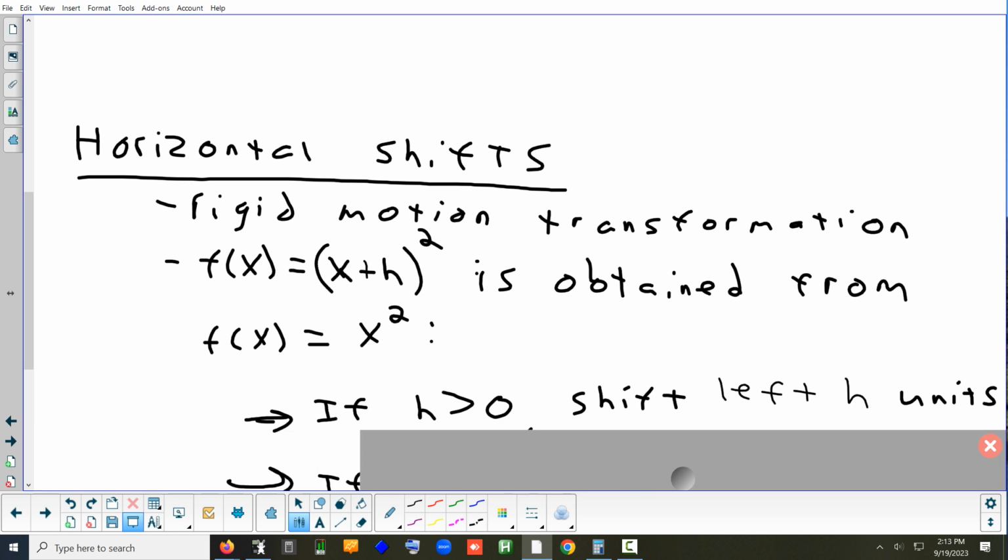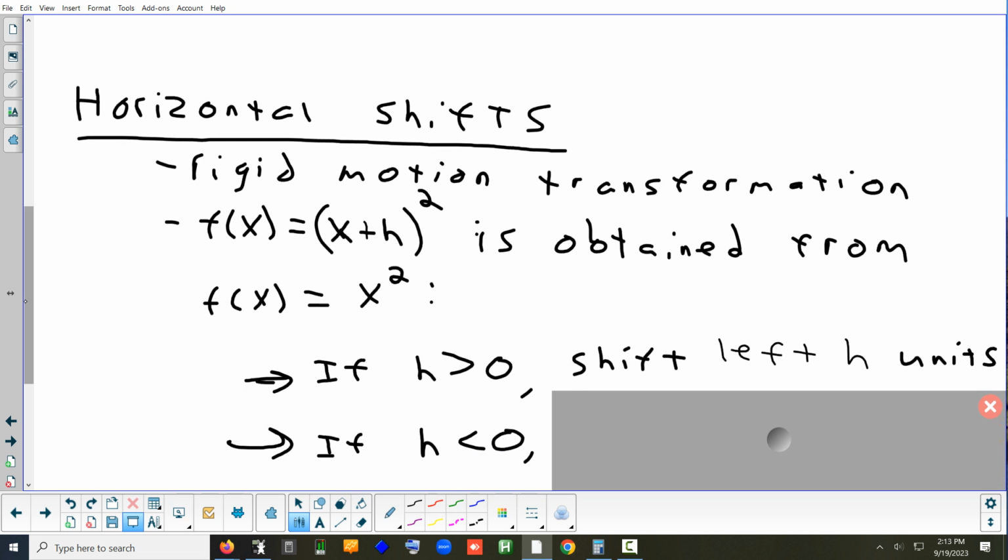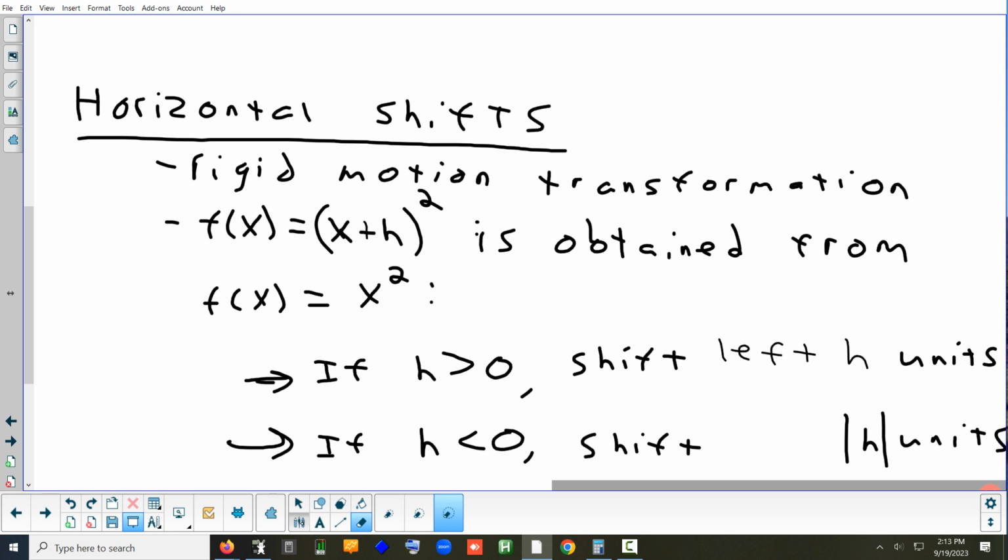Now, if h is less than 0, like -2, -5, which way is the graph going to shift if h is less than 0? To the right. Yep, that's going to shift to the right. And same deal. We don't want to say shift right -5 units or shift left -5. We just say shift left 5 units, shift right 5 units. You never shift by a negative number.